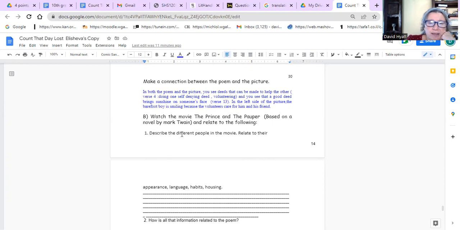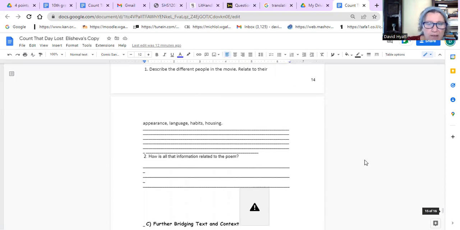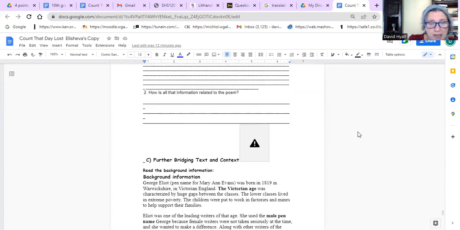Describe the different people, לתאר את האנשים השונים in the movie בסרט, relate, תתייחס למראה החיצוני שלהם, appearance, language, שפה, habits, ההרגלים שלהם, housing, איפה הם גרים, באיזה תנאים, אוקיי? ומשימה שנייה מבוססת על המשימה הראשונה, how is all that information related to the poem? איך כל האינפורמציה הזאת קשורה או יכולה להיות קשורה לשירה. Your task, you do that.